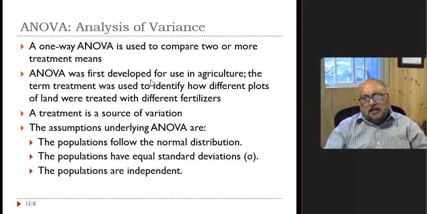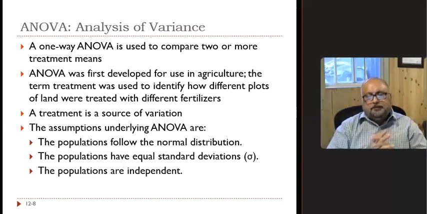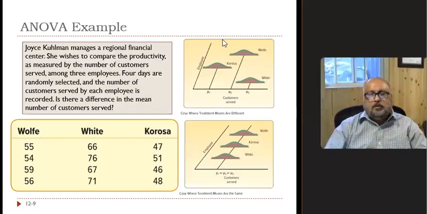Okay, so first of all, let's see how we can use it. There are some assumptions that we need to consider for using ANOVA. Number one, the populations follow a normal distribution, and they have equal standard deviations for all the populations we are trying to compare, and the populations are independent. These three considerations. Okay, so now let's look at one example.